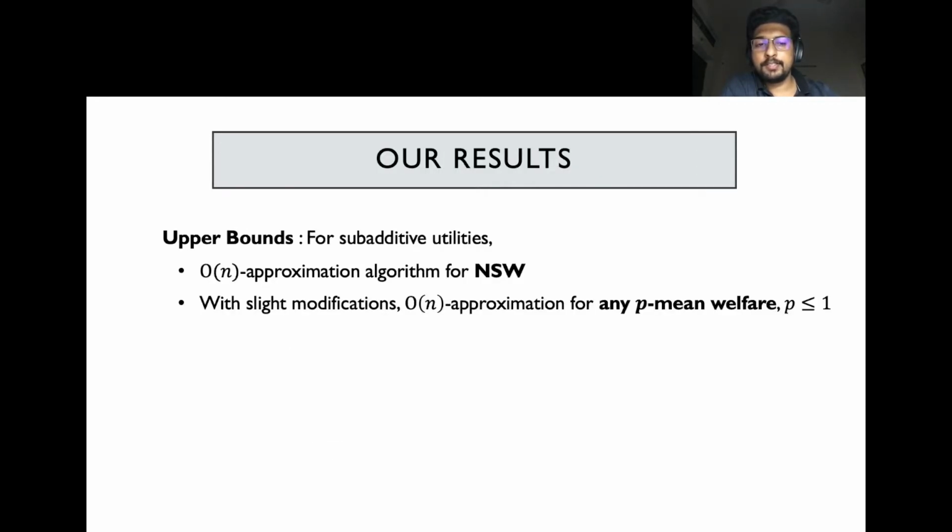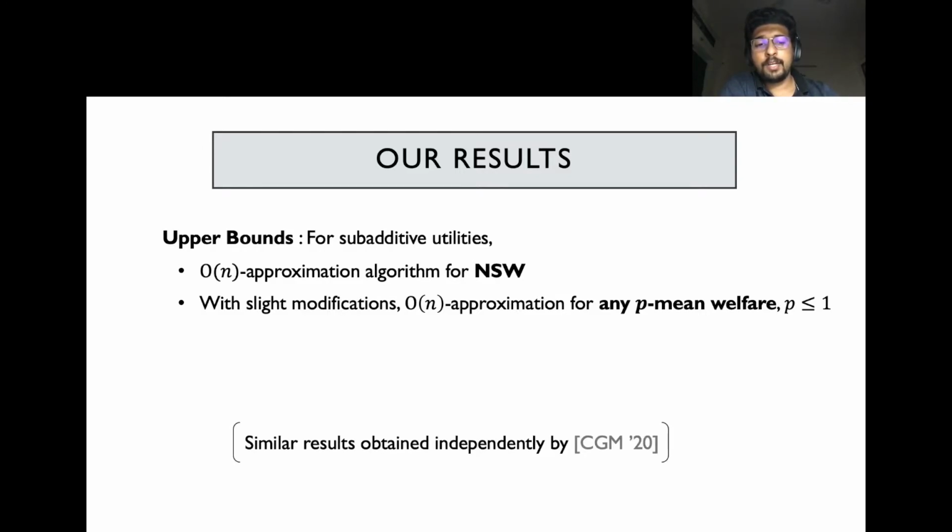So let's take a look at the results that we have. We provide an order n approximation algorithm for maximizing net social welfare under subadditive valuation functions, and note that this beats the previously known order n log n approximation for submodular valuation functions. With minor modifications in the net social welfare algorithm, we extend the order n approximation for p-mean welfare for any p less than or equal to 1. For ease of understanding, this presentation only looks at net social welfare maximization, and similar techniques extend to p-mean welfare maximization as well.